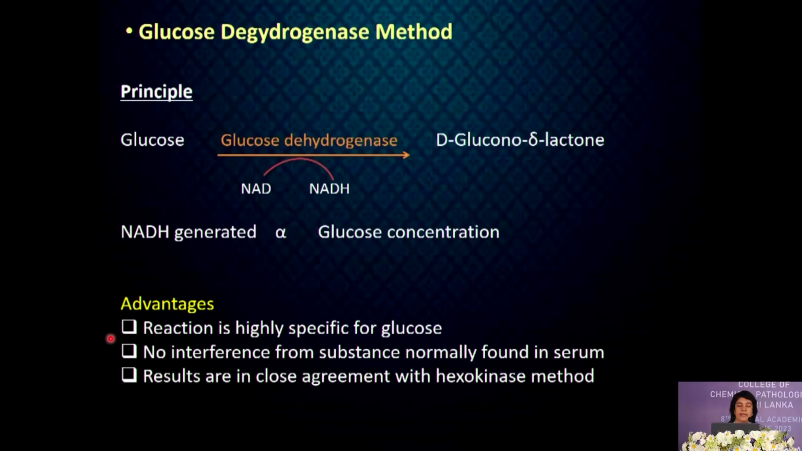In the glucose dehydrogenase method, glucose is converted to gluconolactone by glucose dehydrogenase, and the NADH generated is proportional to the glucose concentration in the sample. This reaction is highly specific for glucose, and there is no interference from substances normally found in the blood. The results are also in close agreement with the hexokinase method.